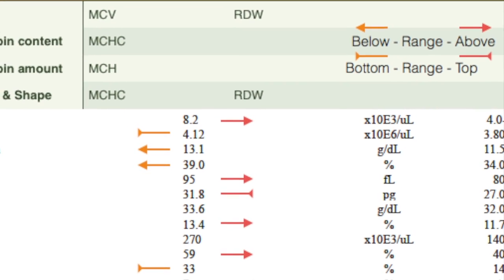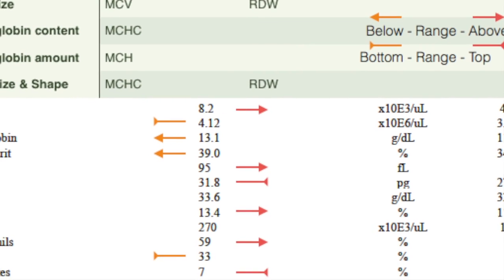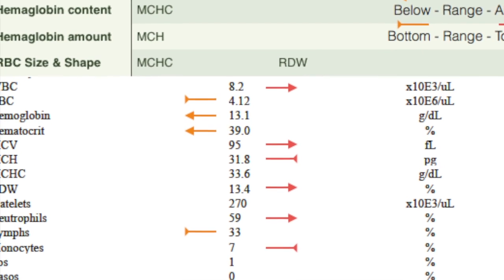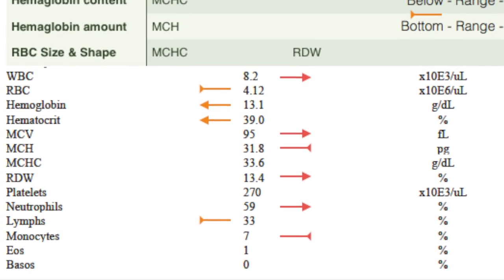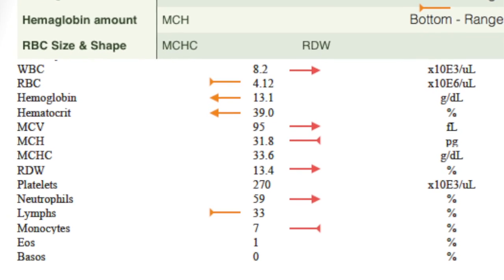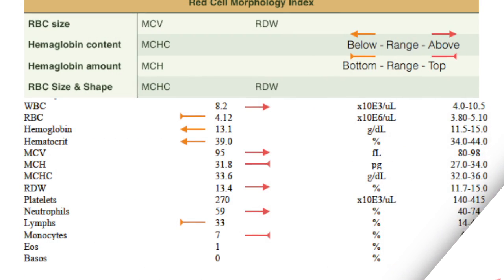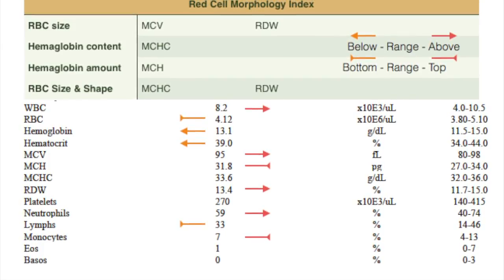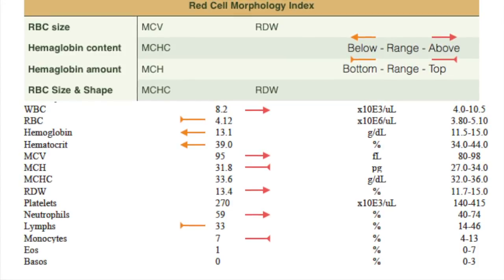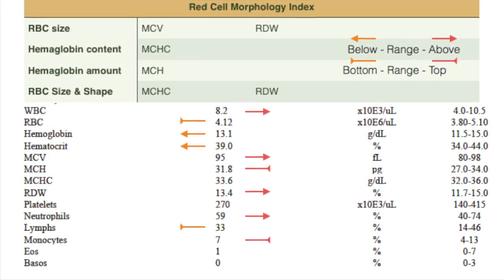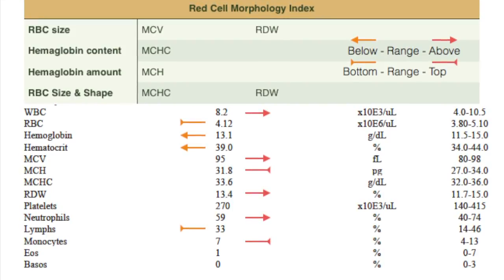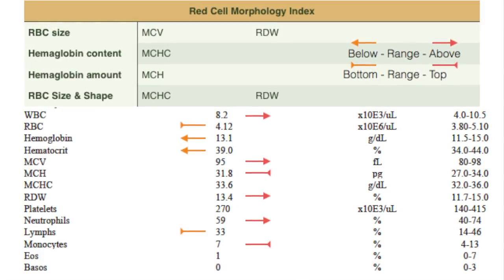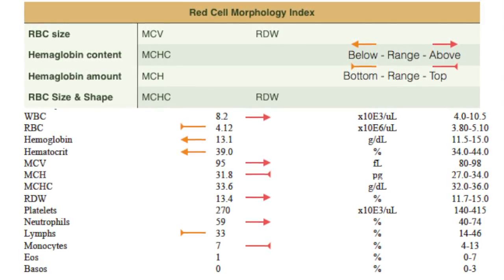MCV defines the size of the red blood cells. MCV is an average value and does not reflect the heterogeneity or the presence of different cell populations. MCH quantifies the amount of hemoglobin per red blood cell. MCHC indicates the amount of hemoglobin per unit volume. In contrast to MCH, MCHC correlates the hemoglobin content with the volume of the cell. It is expressed as grams per deciliter of the red blood cells or as a percentage value.